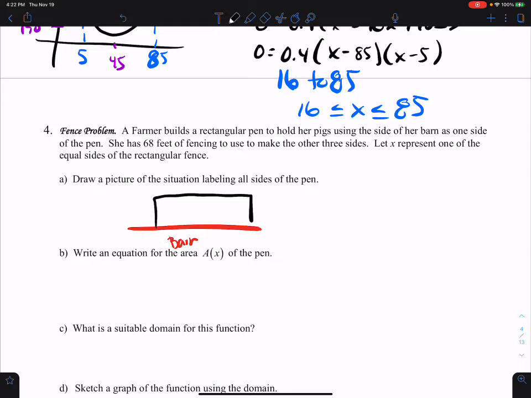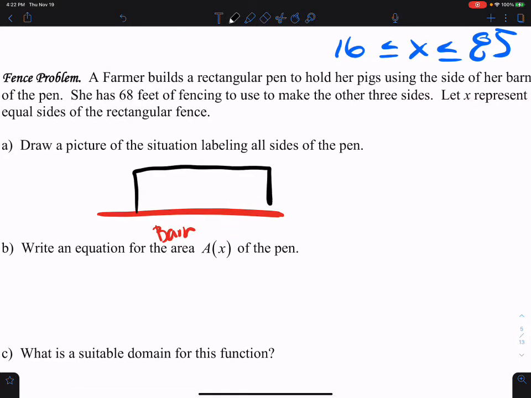They want x to represent one of the equal sides of the rectangle. So if we only have 3 sides, we know that these 2 sides must be the same. If I only have 68 total feet, I've already used x of it here and x of it here. So I had 68 to begin with, but I took away 2 x's.